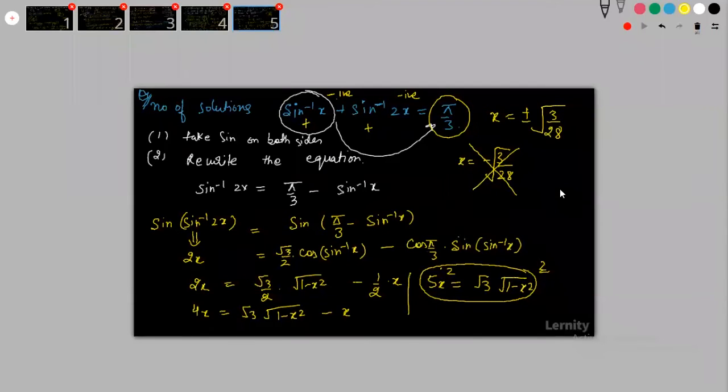And why are we getting an extra solution? Because we squared. On squaring we are adding this extra solution, which we will remove. So the only solution is with the plus sign, because this is positive and this is positive, so we get positive overall. Understood? So fine, this was a JEE Advanced question.